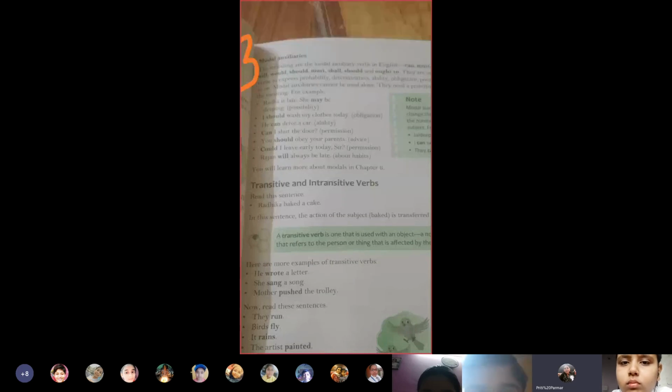Now, I should wash my clothes today. Now it's an obligation. Obligation means you are supposed to do a certain thing. I should do this. You should complete your work. That means it's an obligation, you should do it. Then, he can drive a car. Now the word can is telling you the ability, that yes, he's good at doing this. He has the ability of doing it.